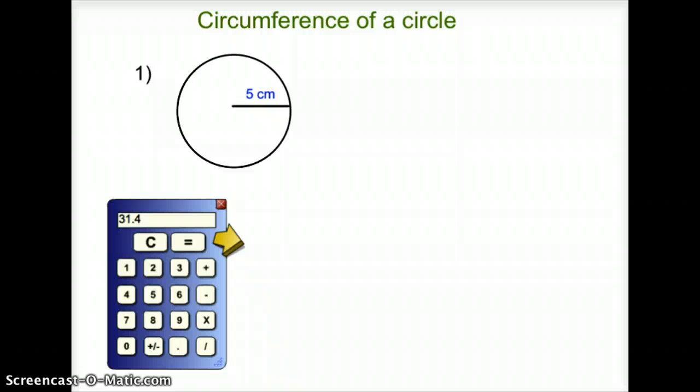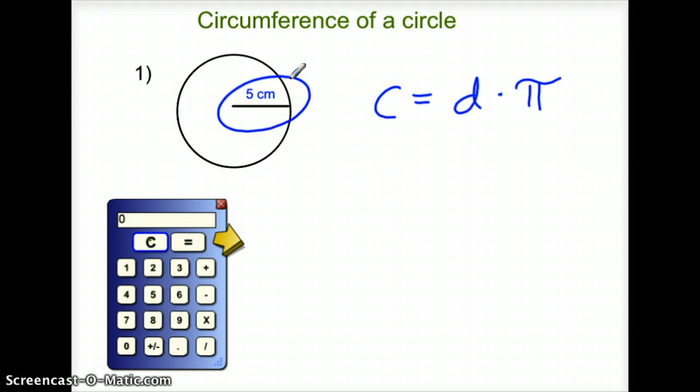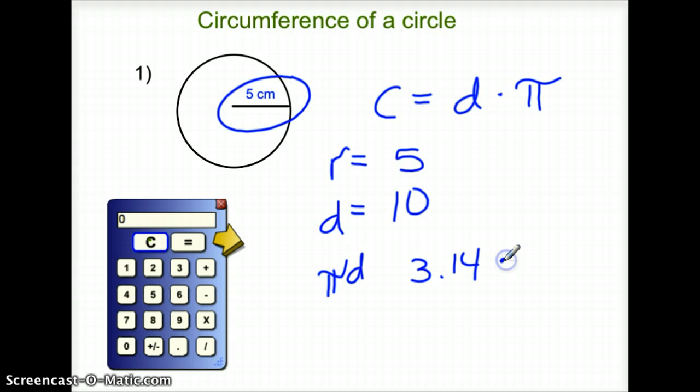So number 1, write the circle on your paper, label it, and then we are going to find the circumference. So if our formula is circumference equals diameter times pi, right now we don't know what the diameter is, we only know what the radius is. So if my radius equals 5, I can easily find my diameter by doubling it, or multiplying by 2, and I get 10. Now you can plug that into our equation. We want to do pi times diameter, so 3.14 times 10.